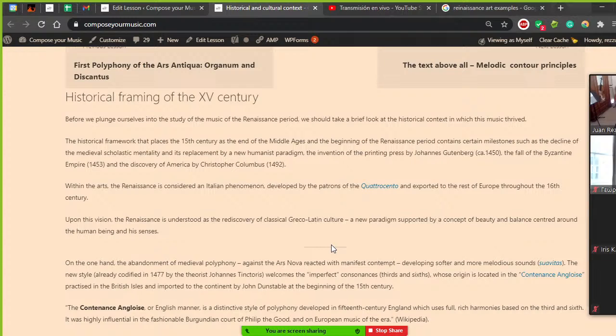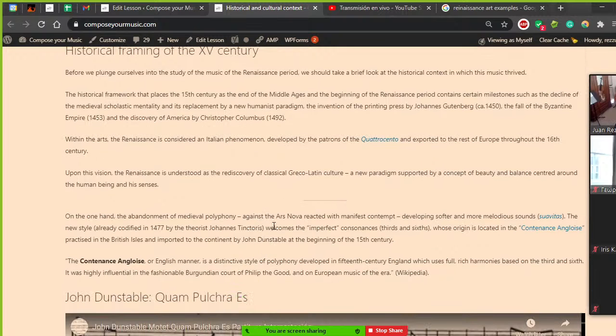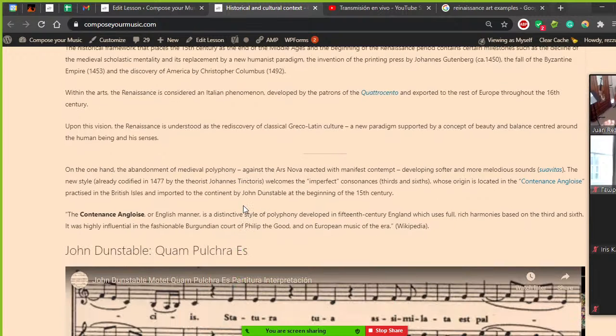That's why the patrons of the Quattrocento. There were many, but these people specifically were extremely important. So if you want to study one, just go and study this one. So that's mainly it. And then there was a search of what we call the suavitas, that we're going to see.